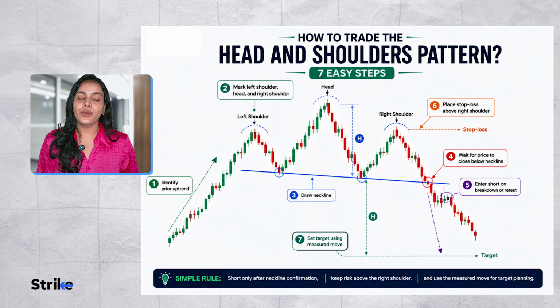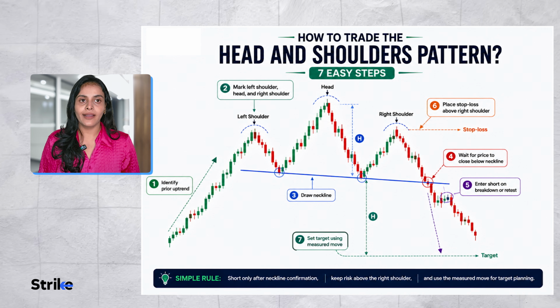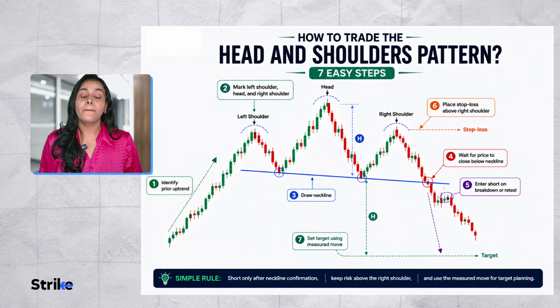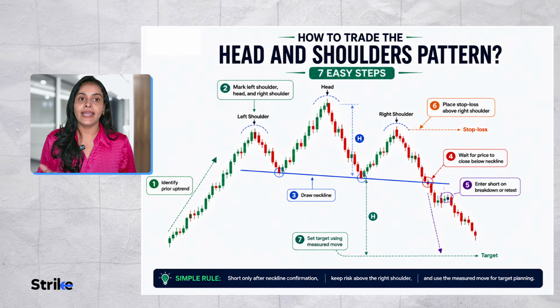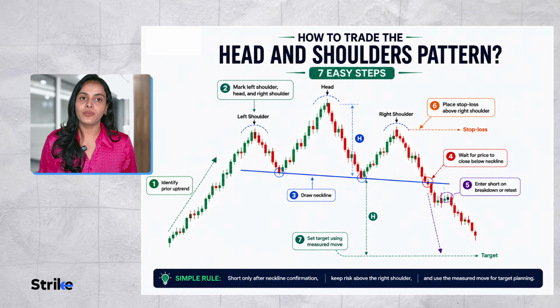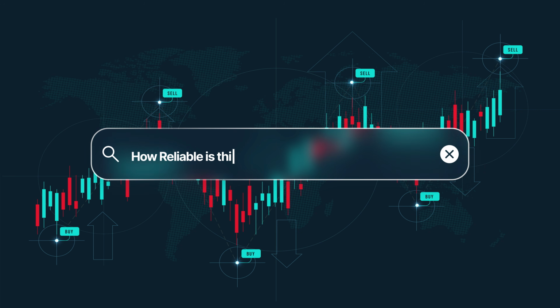The final step is going to be step seven, to choose the target. Use the measured move method. Measure the distance from the head to the neckline, then project the same difference downwards as well. So how reliable is this pattern exactly?